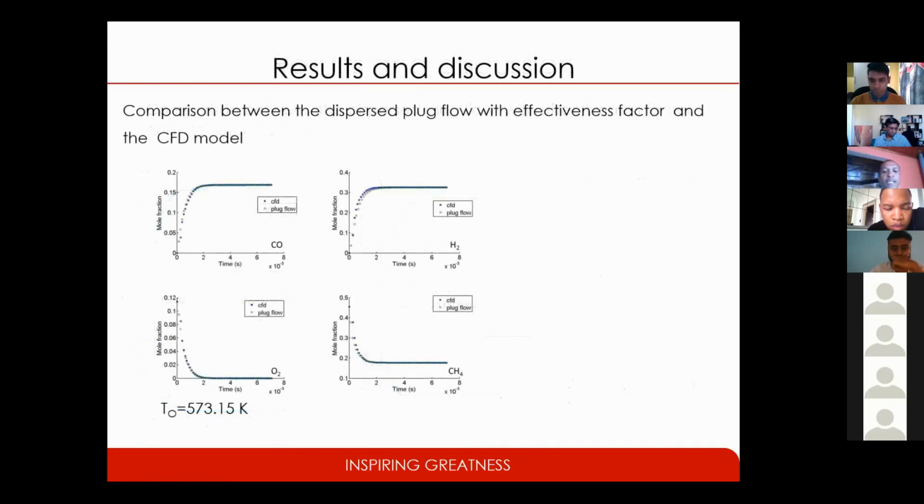Then we increased the inlet temperature to see that indeed this will be general, in the sense that it will apply across a wide range of conditions. So at 573, we can still observe the close agreement between CFD and the modified plug flow model with effectiveness factor.